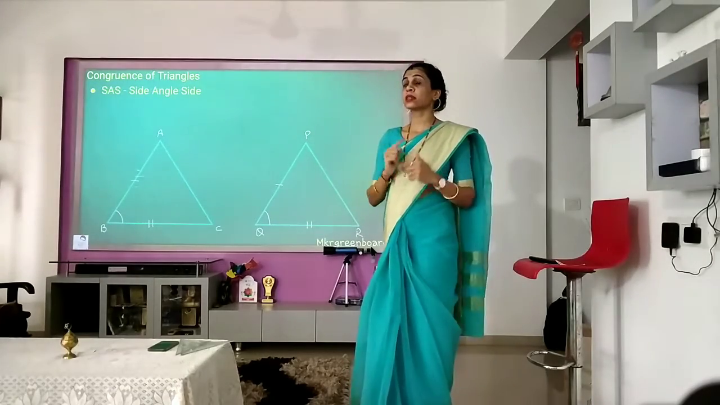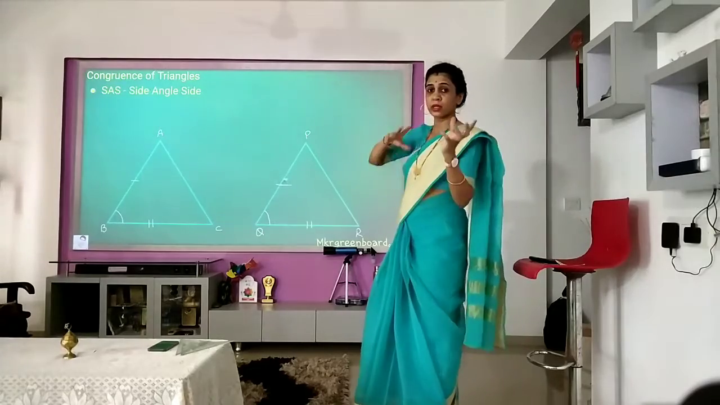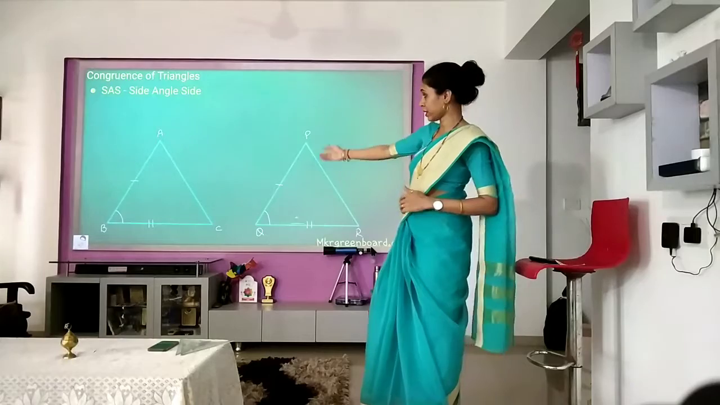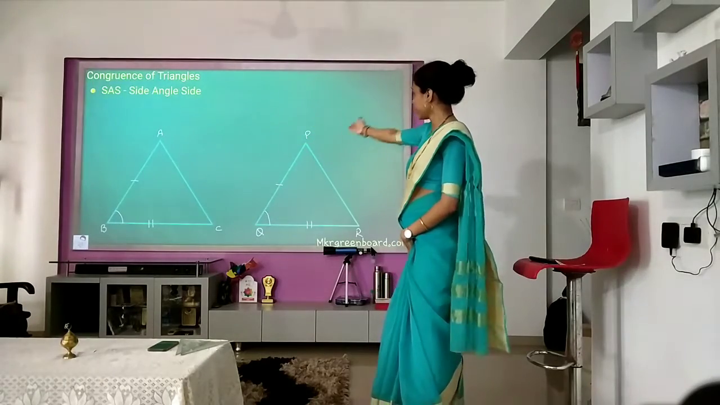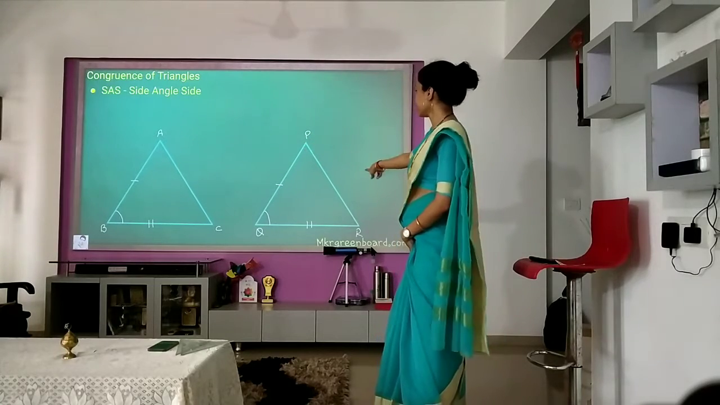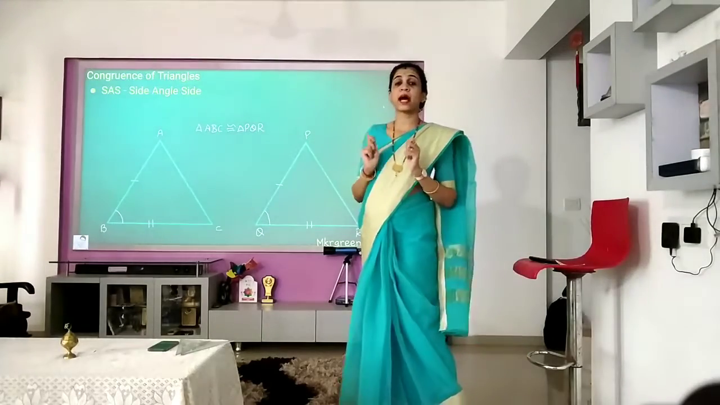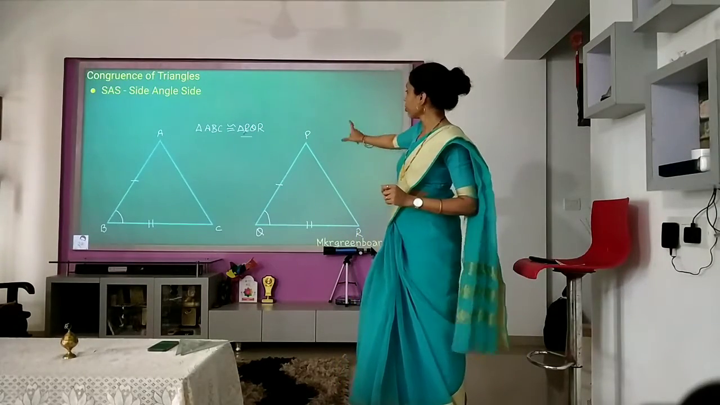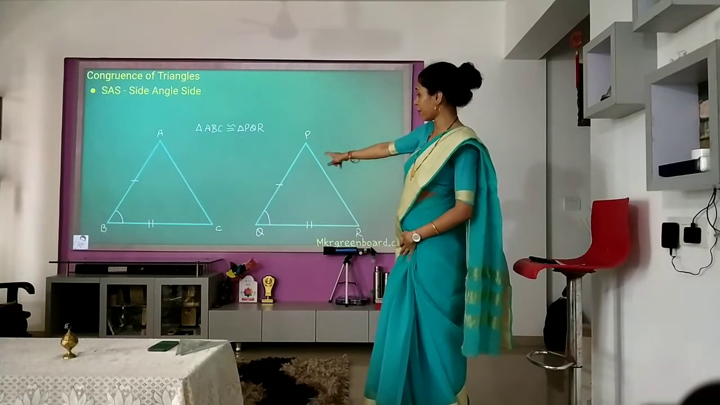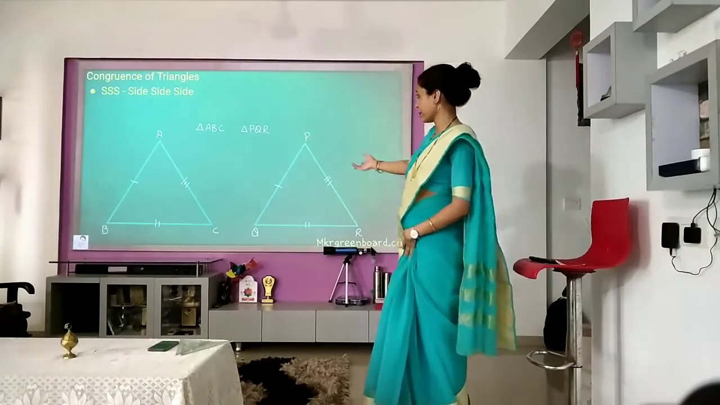When we are discussing side angle side, one side should be the same as the corresponding side of the other triangle, and one included angle should be the same. That is, in this case it is angle ABC and angle PQR, and the other sides, BC and QR, should be exactly the same. So PQ is the same as AB, BC is the same as QR, represented by double cuts, and the single cut represents that these corresponding sides are the same.